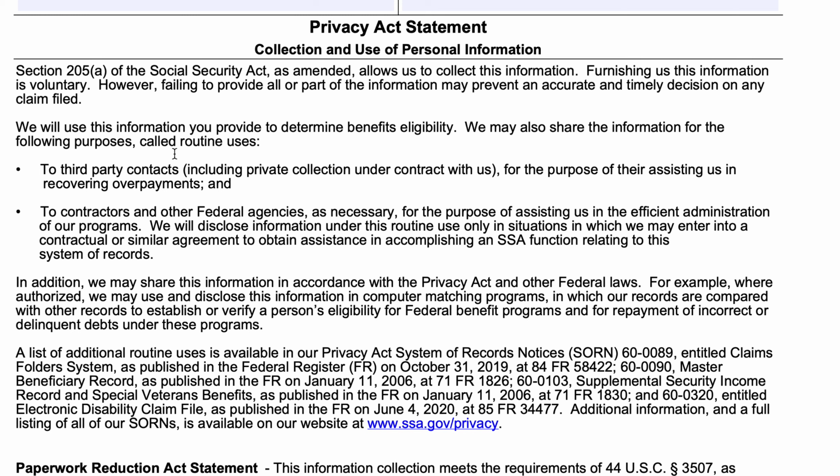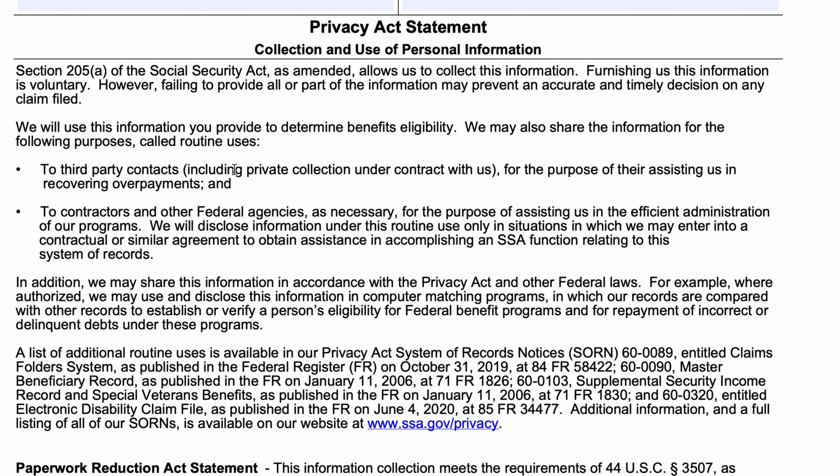Probably the more important thing is if you're sending this statement because of something that has to do with collection. So this could be an overpayment. This could be, you know, improperly paid Medicare Part B premiums, for example. This information can also be shared with debt collectors.